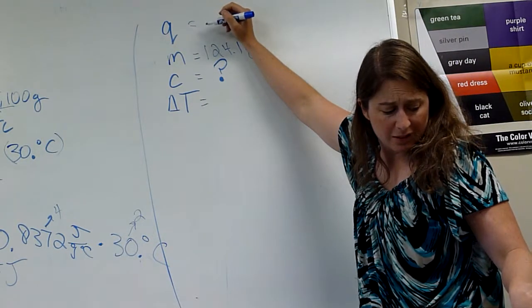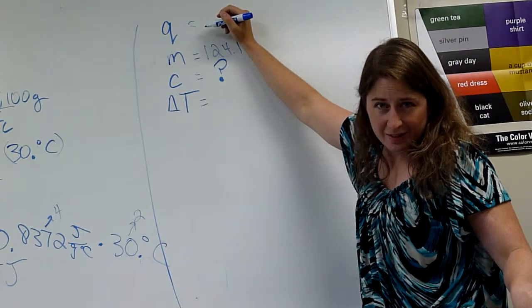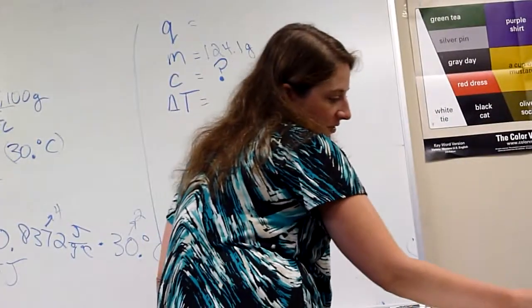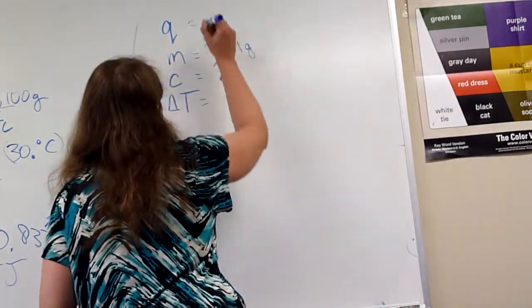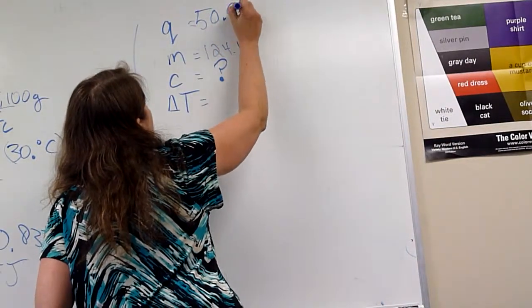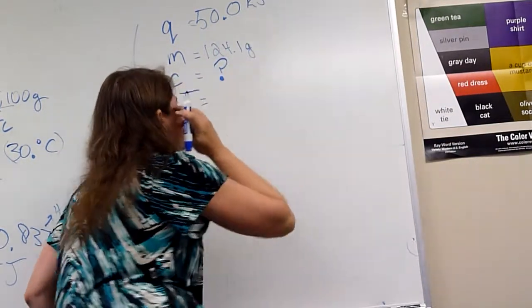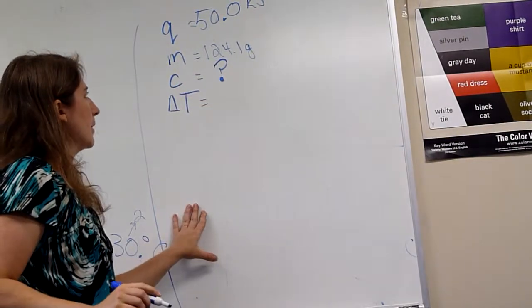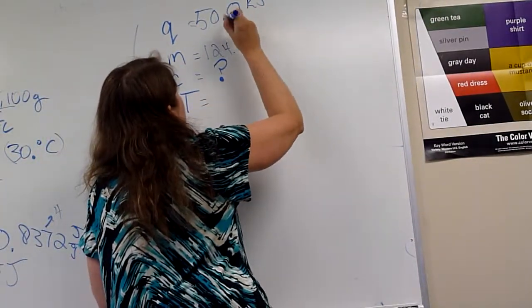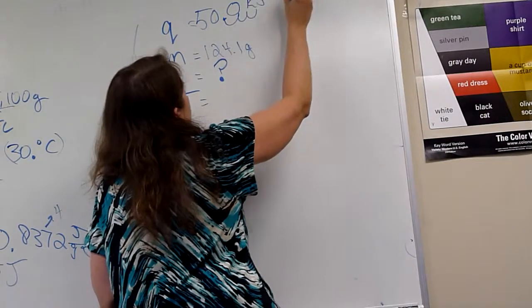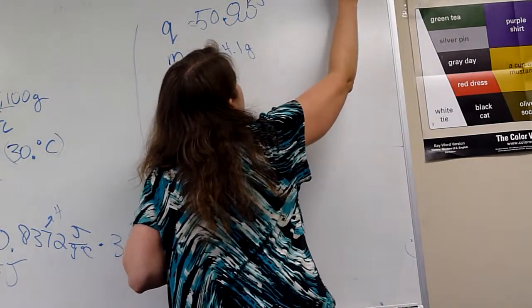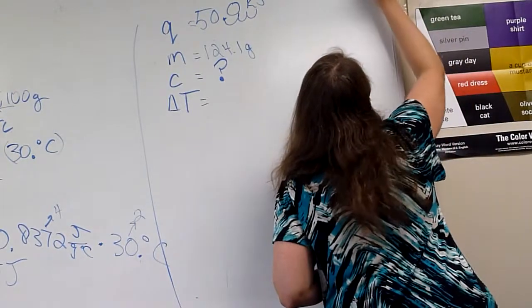What do you have? I can't find stuff. I can't read my handwriting. Well, the problem says 50.0 kilojoules of heat. So kilojoule means you multiply by 1,000 to find joules, right? So we'll move our decimal 1, 2, 3 places, and we'll get 50,000 joules.